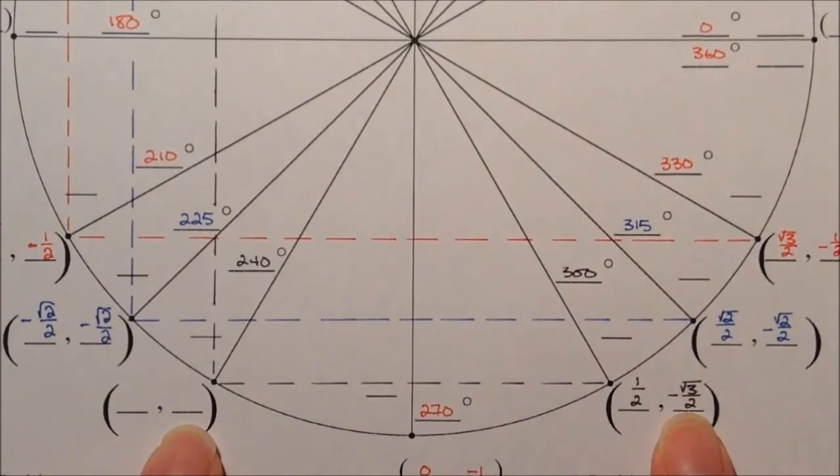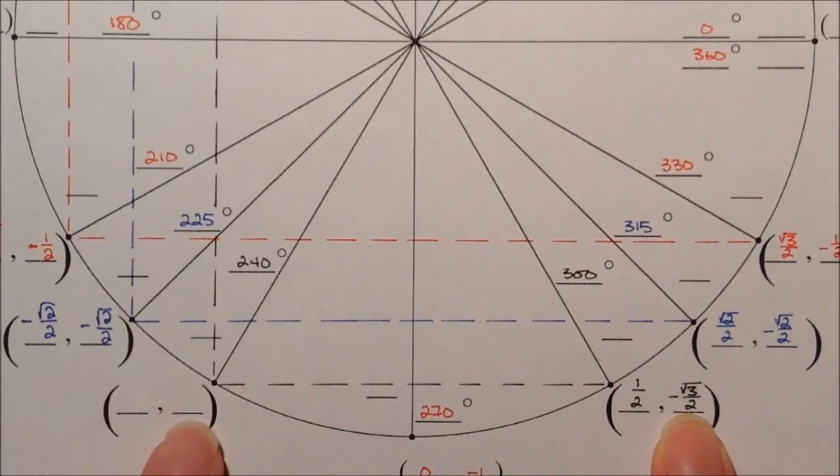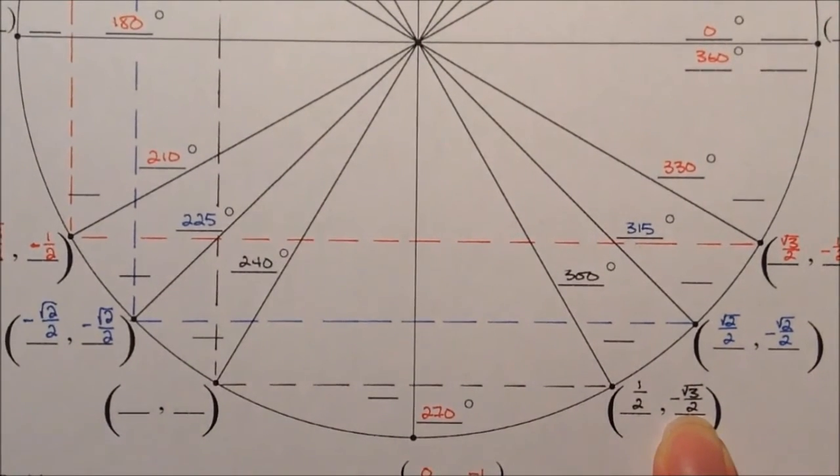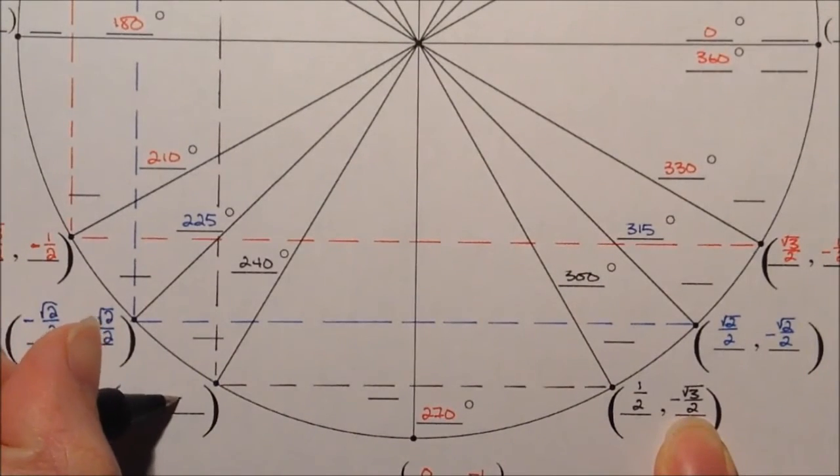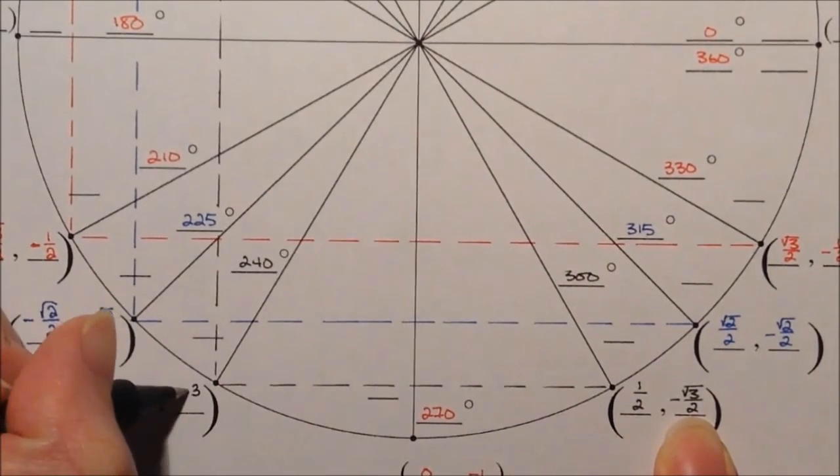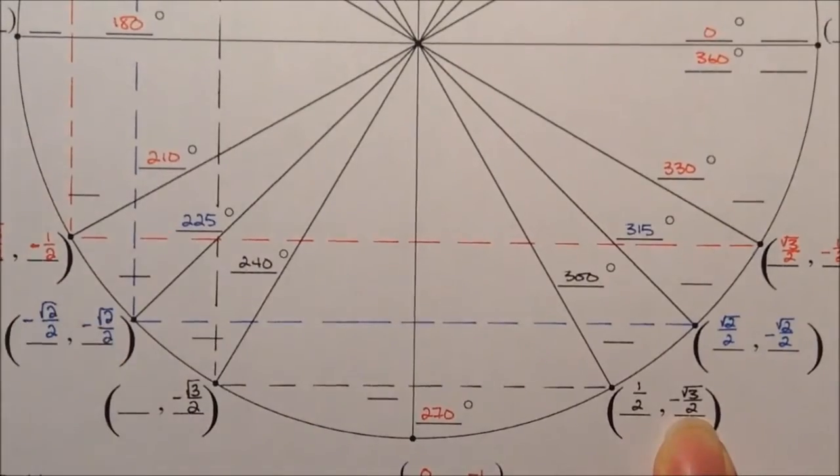If it's negative square root of 3 over 2 over here, then over here in quadrant 3 at 240 degrees, it will be exactly the same, negative square root of 3 over 2.